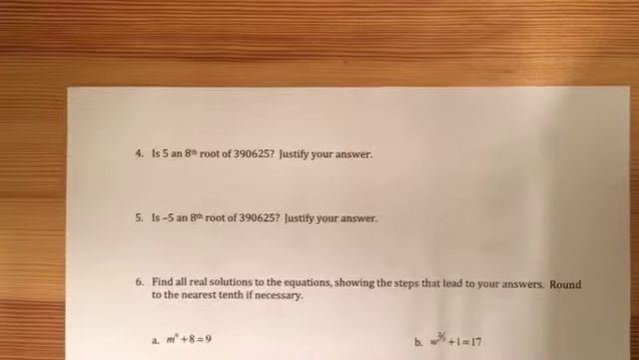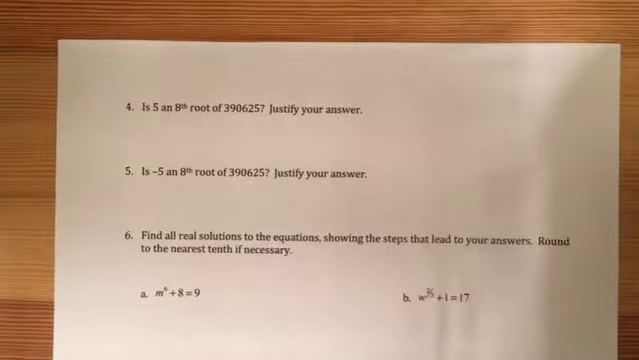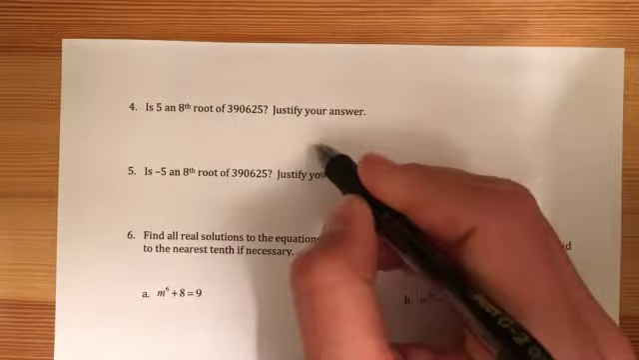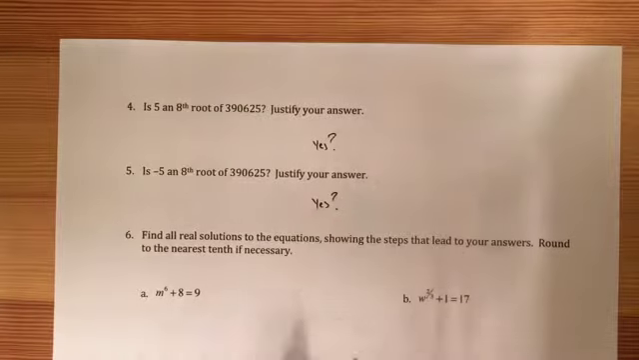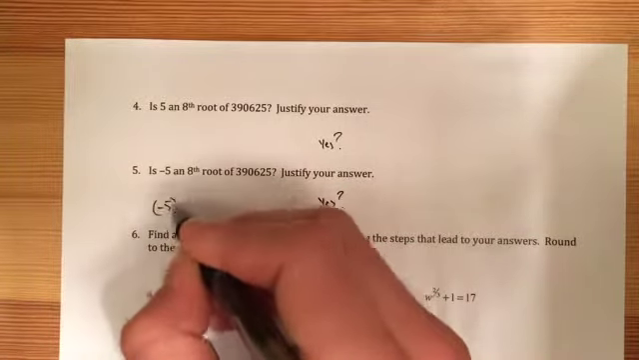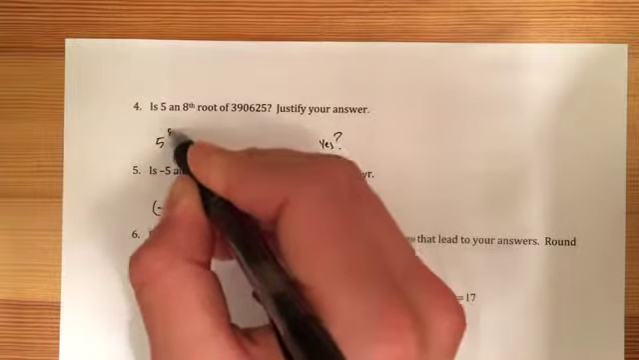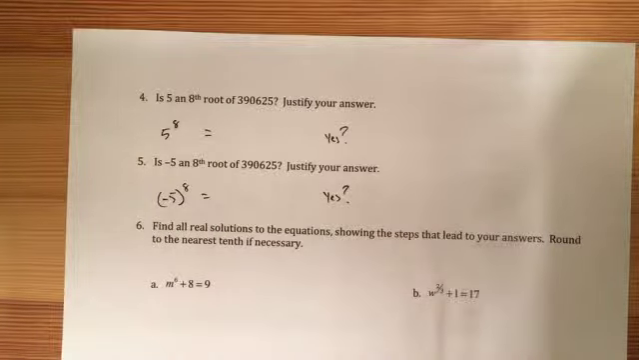Is 5 an 8th root of 390,625? Is negative 5 an 8th root of this? Justify your answer. My guess is probably yes for both, but you're going to have to use a calculator to look at these, and I don't have one handy, but I'm going to say yes, possibly. If negative 5 to the 8th equals that, then yes, because that's how we define a root. So if 5 to the 8th is equal to that, then yes. So you'll need to check that.